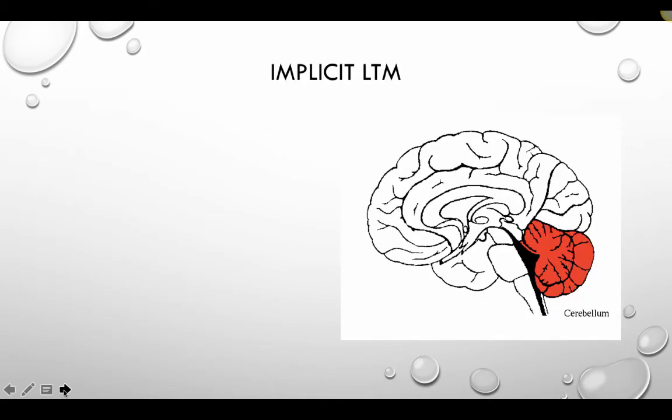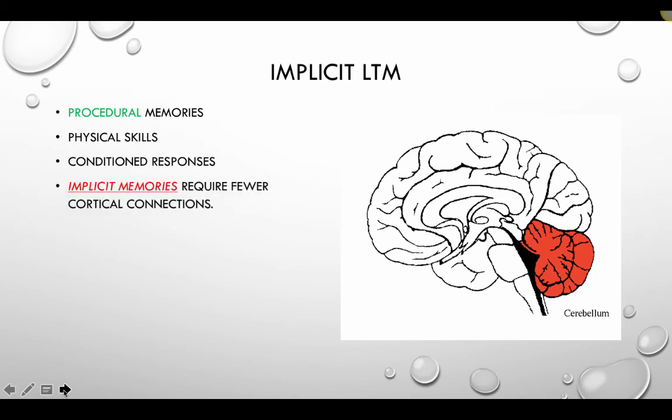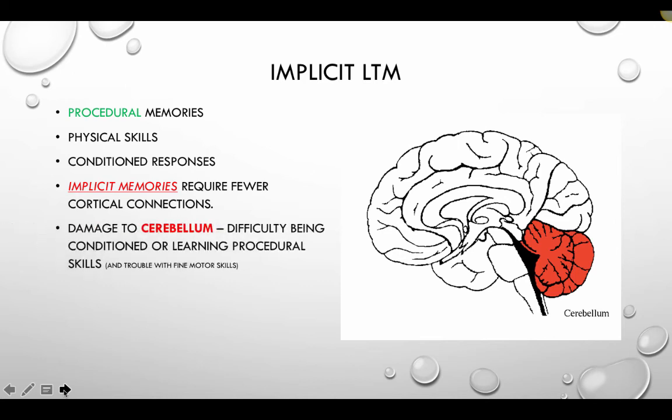Now the implicit memory, as we finish up here, implicit memory is for a memory for procedures. So it is often referred to as procedural memory. These are physical things that we can do, like talk, walk, and write. These deal with physical skills and conditioned responses, which we'll talk about at a later date. Implicit memories require fewer cortical connections than does the hippocampus, so it's not as densely packed with neurons.